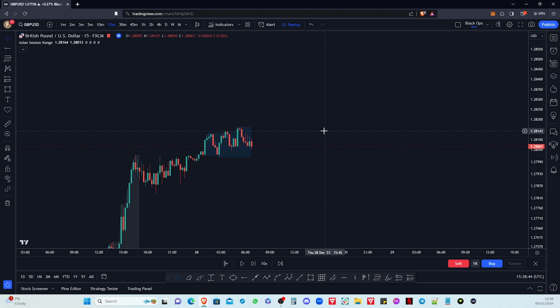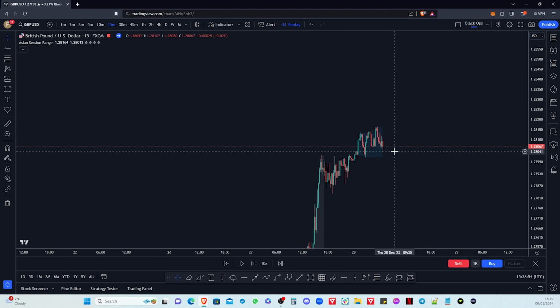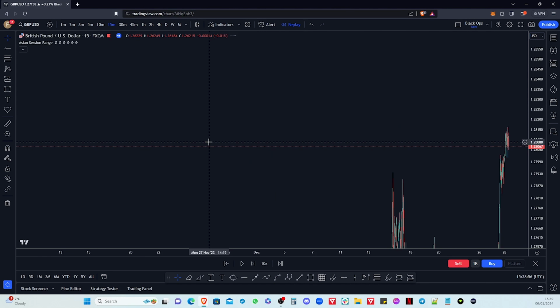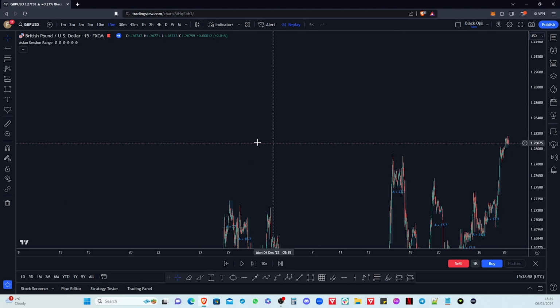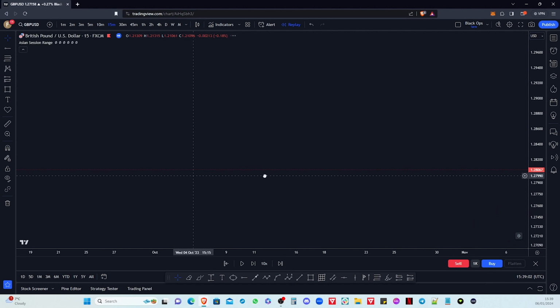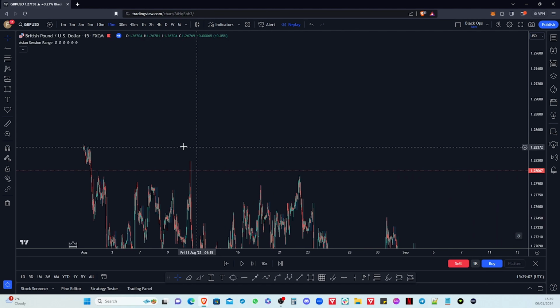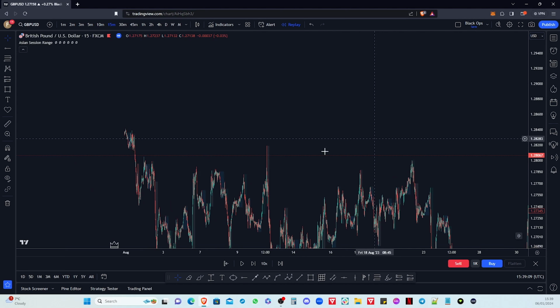So normally what I'd look for is a raid of this high, but what I want you to do is look left. I'm sure there's going to be a significant high to the left that price is actually going to raid, as well as the Asian high. So if I look left from here and I just keep going left, boom, there it is. That's a significant high.